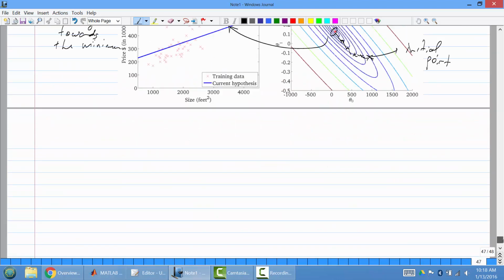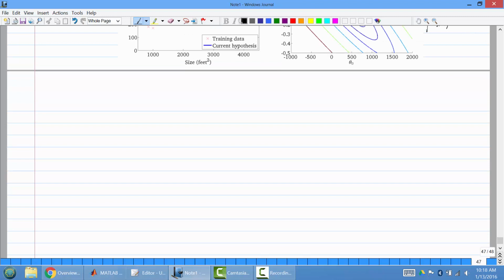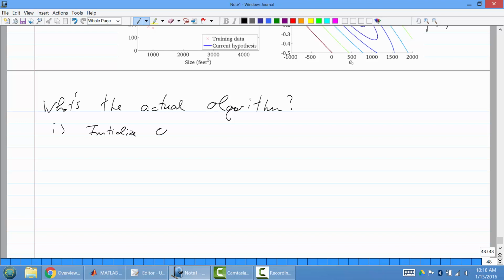Actually, I'm going to use the mouse. Okay, fantastic. So what's the actual algorithm? This is where it might get a little math heavy. Actually, it won't get that math heavy. We'll see that later. Okay. So first, you need to initialize theta 0 and theta 1. Usually it's 0, but you can set it to pretty much anything you want. It's sensitive, so depending on where you start, it may converge slowly or may converge faster.